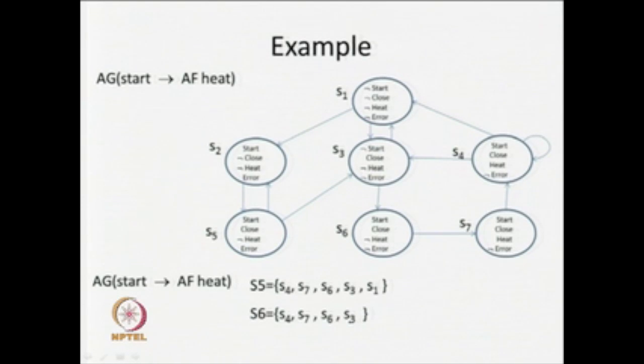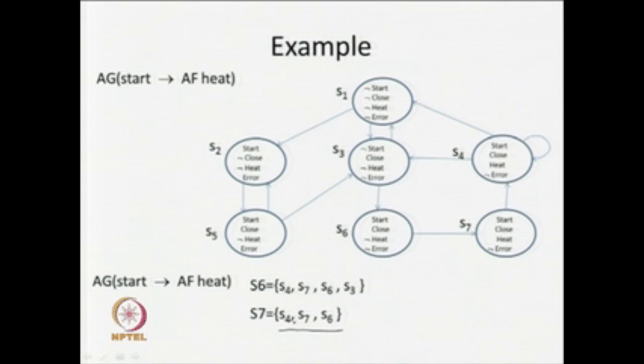Now, we will see again, since there is a change, we have to go again inside this loop, and we will find that when I come to state S3, how many successors does it have? It has successor S1 and it has successor S6. Now, S1 is not labeled with AG start implies AF hit. So, we are going to remove S3 even. So, we are going to get S4, S7, S6 as the remaining set.